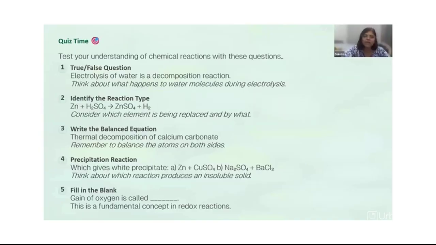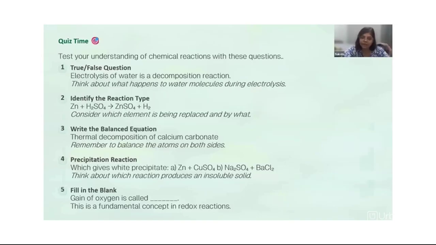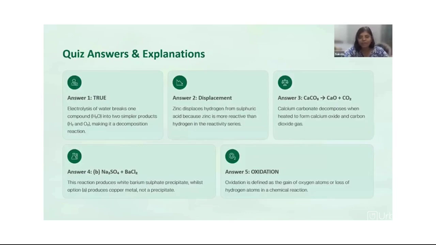This is again quiz time for you all. You need to tell true or false: electrolysis of water, is it a decomposition reaction? Identify the reaction type. Write the balanced chemical equation for the thermal decomposition of calcium carbonate. Tell me which one of the following would give a precipitate, case A or case B. And fill in the blanks for the fifth question as well. This is for you to check your own understanding. Test yourself. Answers have been given here, but first you need to complete the questions and then come to the answers. You can even comment the answers. If you have any doubts, you can put them in the comments.